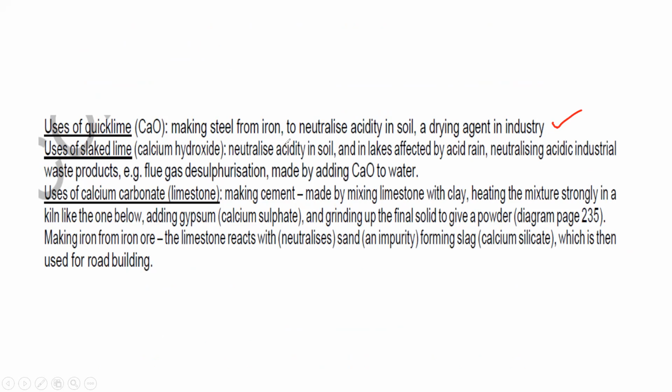Slaked lime, calcium hydroxide, is also used to neutralize the soil. It is also used to neutralize lakes which are affected by acid rain. It is used to neutralize acidic industrial waste. And an example is flue gas desulfurisation, made by adding calcium oxide to water. Basically the gases like sulfur dioxide, which are given off to the atmosphere, can be neutralized by reacting with calcium oxide in water. So we call that desulfurization, or flue gas desulfurization.